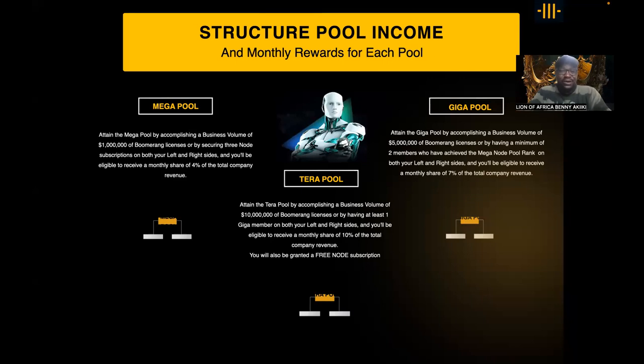You enter this pool for life, guys. So meaning soon everybody will be in this pool. I don't know, but I see everybody coming into this pool. At this level, when you're a giga pool, you're doing 7% now. Of course, you have a team. People buy every day. Before you know it, you've done $10 million left, $10 million right.